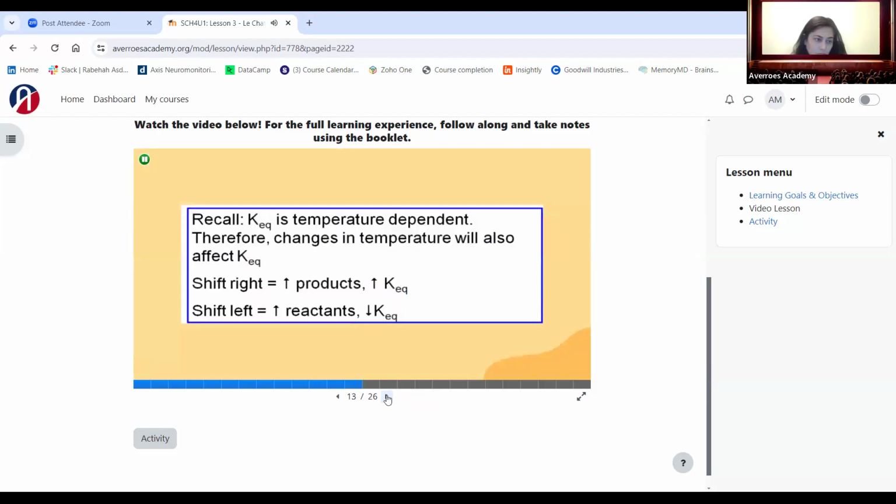And recall that K is our equilibrium constant. This is the value obtained from the mathematical combination of equilibrium concentrations. And our equilibrium constant is temperature dependent. Therefore, changes in temperature are going to affect what the equilibrium constant is. If we shift to the right, we increase the amount of products and we're increasing our equilibrium constant. Whereas if we shift to the left, the rule is that you're increasing your reactants, so you're decreasing your equilibrium constant.